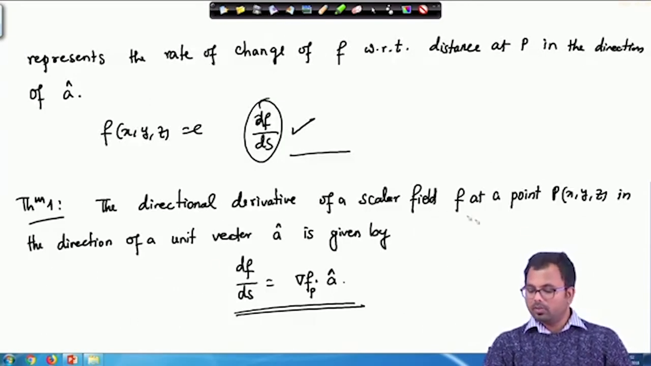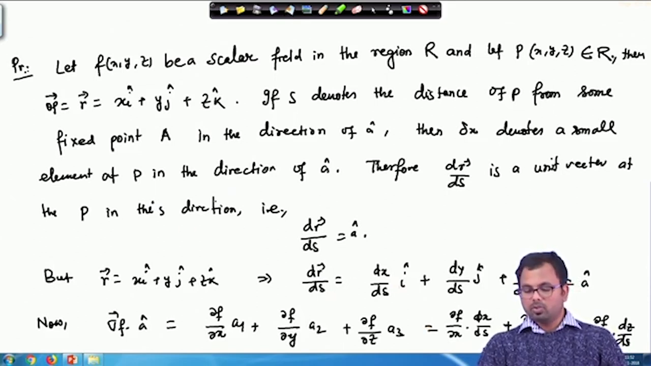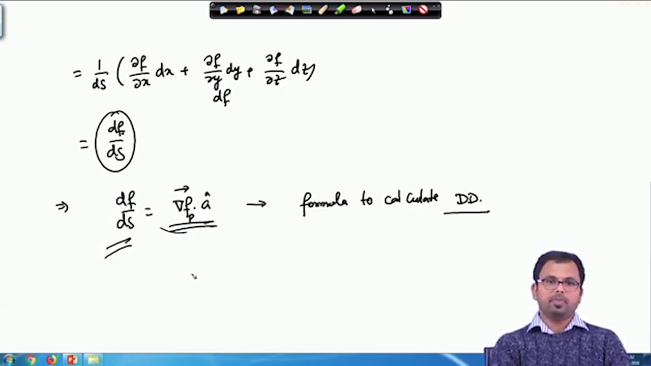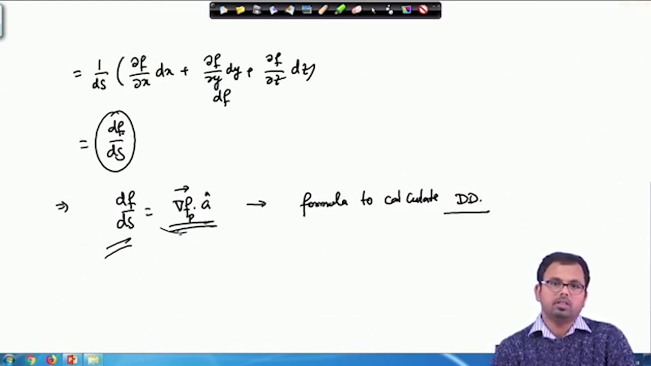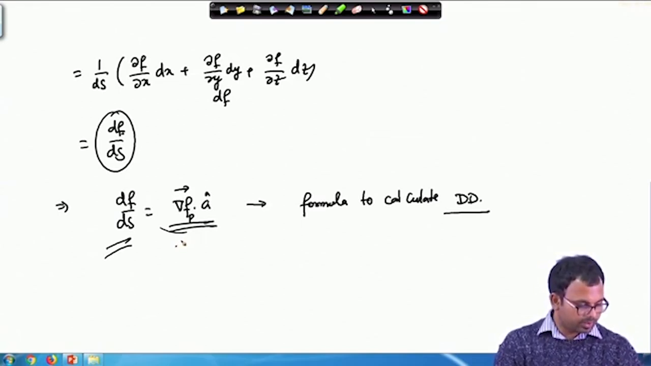So, the directional derivative of a scalar field at the point P in the direction of a unit vector a cap is given in this fashion. Using some basic results from differential calculus, we are able to show that the directional derivative df/ds is equal to the gradient of f at the point P dotted with a cap, and this is our directional derivative. All right.